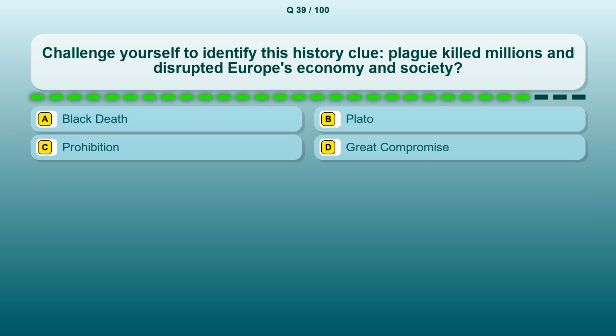Question 39. Challenge yourself to identify this history clue. Plague killed millions and disrupted Europe's economy and society. Option A, Black Death. Option B, Plato. Option C, Prohibition. Option D, Great Compromise.